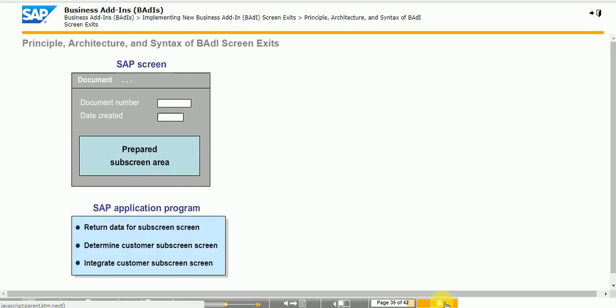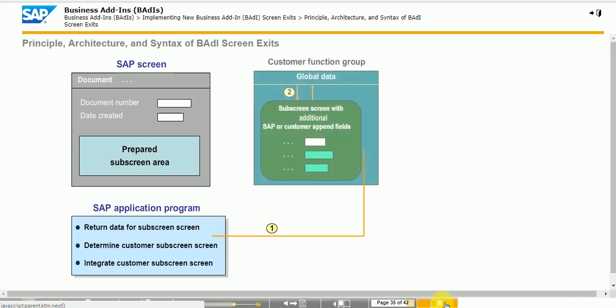The SAP screen developer reserves a subscreen area to store a customer subscreen. The customer subscreen must be defined in a customer function group, and it must contain the additional fields to be displayed. In the corresponding customer implementation of the BAdI, the reference to the subscreen is specified, and this subscreen is determined and used in the PBO, or process before output, of the SAP screen.